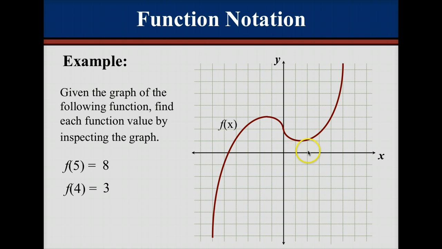f of 4: 1, 2, 3, 4. Let's see where it crosses. 1, 2, 3. 4, 3. -5: 1, 2, 3, 4, 5. Crosses at -1. And finally, -6 is at 1, 2, 3, 4, 5, 6, 7. So our ordered pair on this one would be -6, -7. Very good. You're ready to begin practice on your own.